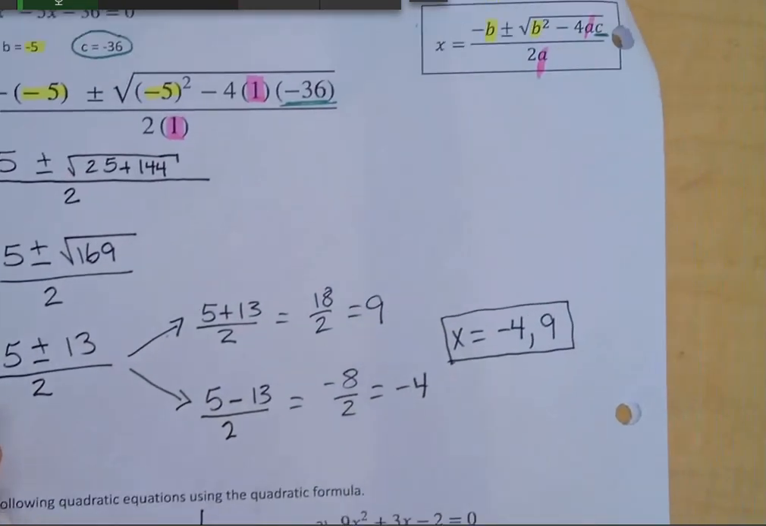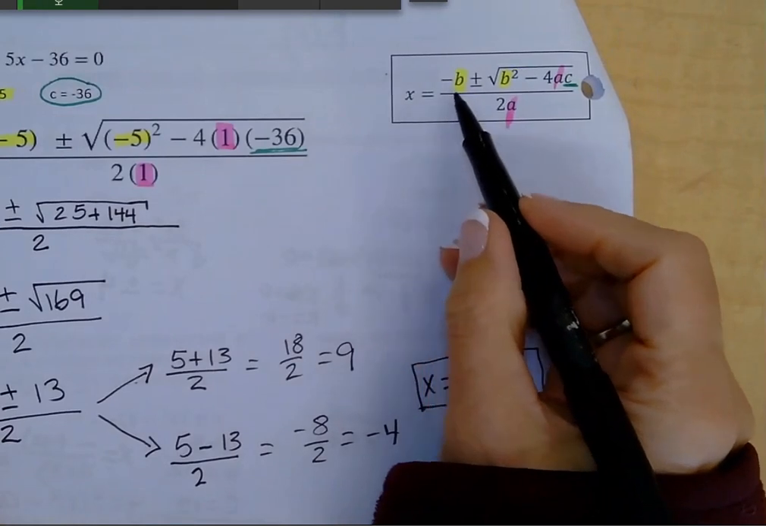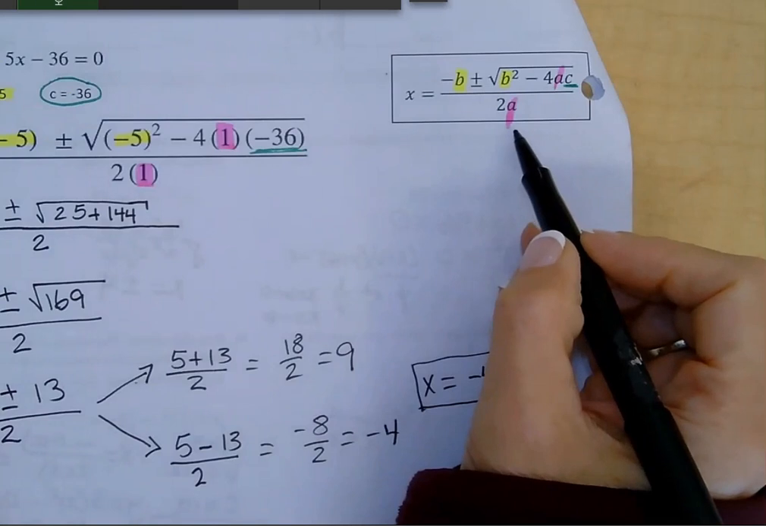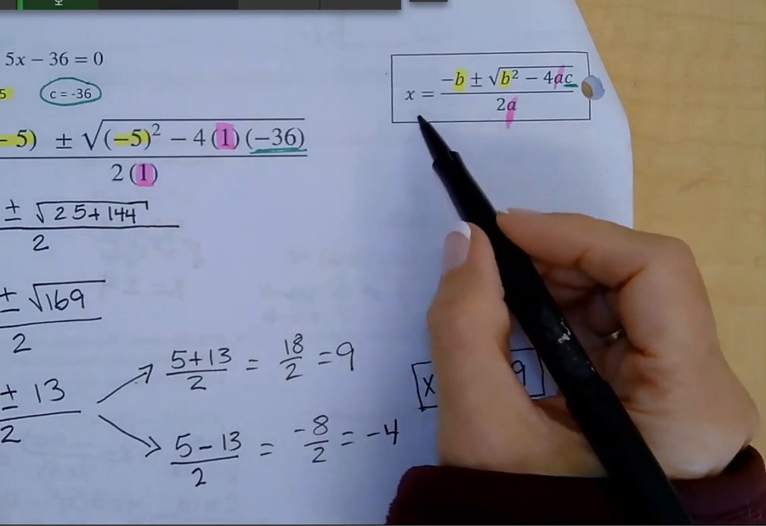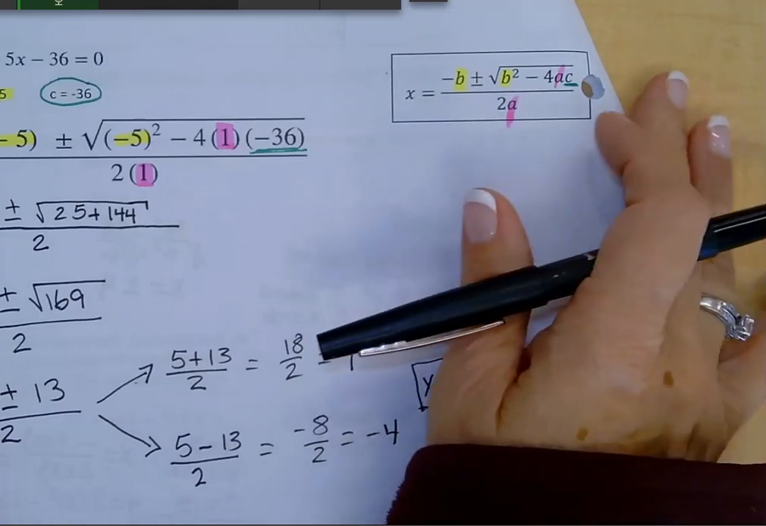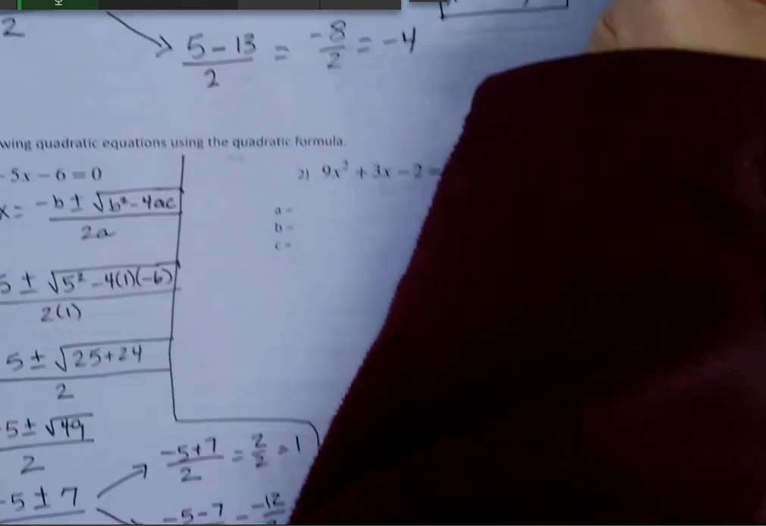So you want to remember that your quadratic formula is x equals negative b plus or minus the square root of b squared minus 4ac all over 2a. Remember, the whole point of solving a quadratic is finding the value of x that makes everything equal to 0. Those are your solutions, and oftentimes you have more than one solution.